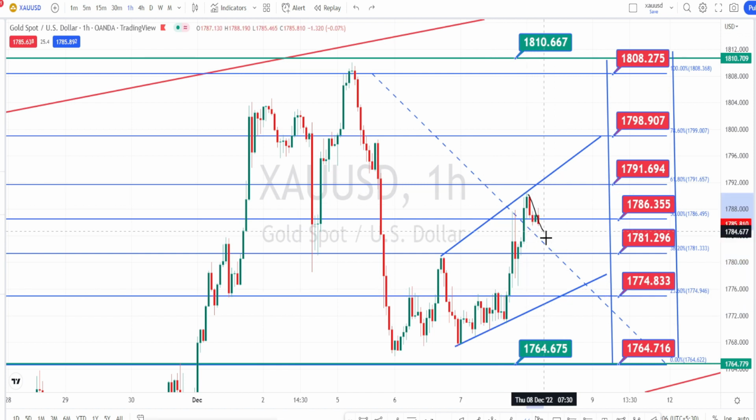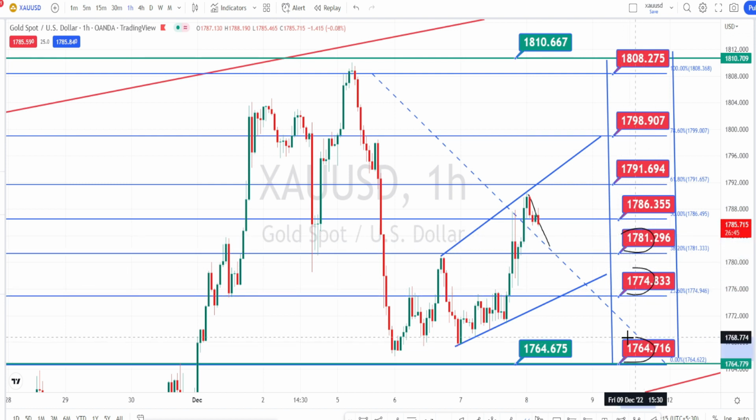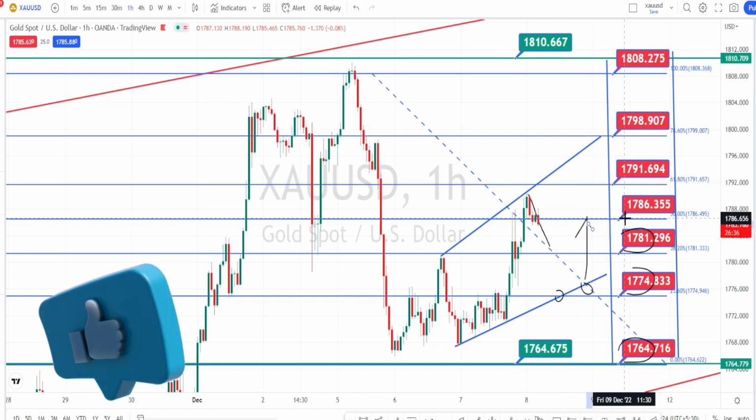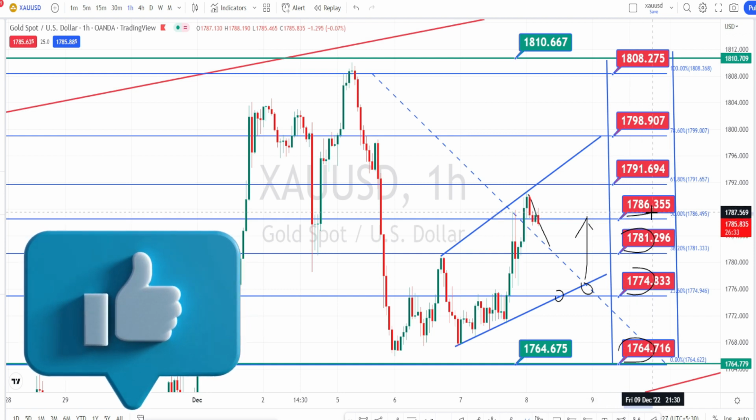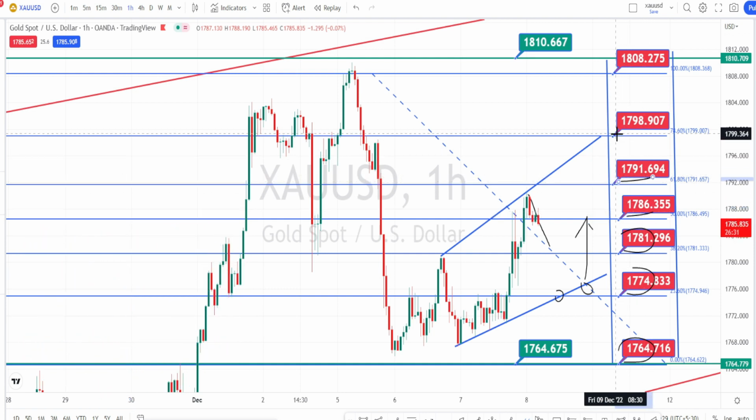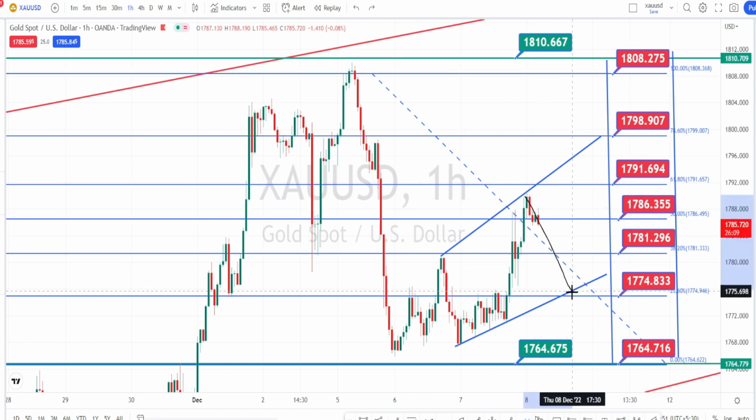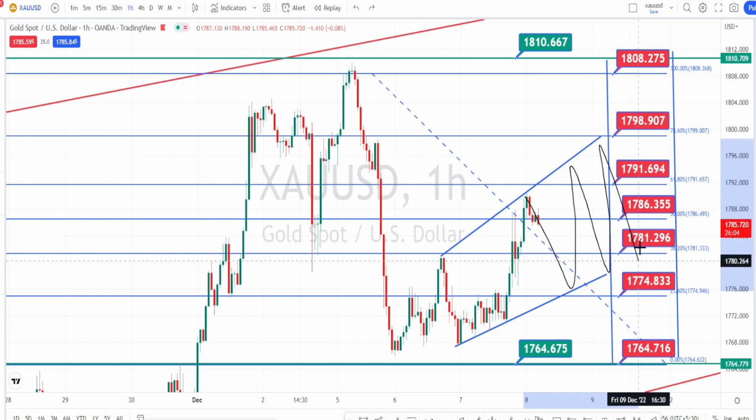And if the bearish trend continues, next level of support is going to be around 1781, 1774 and 1764. And if the price action takes support on this trend line or the support line and bounces back on the bullish side retracement, next level of resistance is going to be around 1786, 1791, 1798 and 1808. And as long as the price action is trading within this resistance and support line, we can expect the bullish side retracement to continue in hourly time frame.